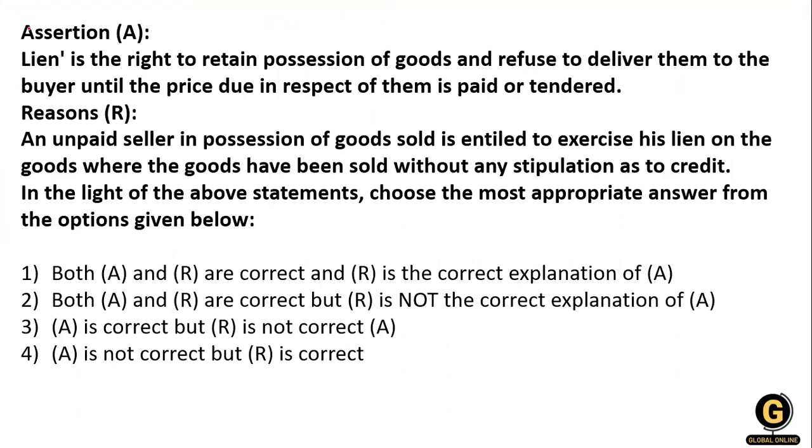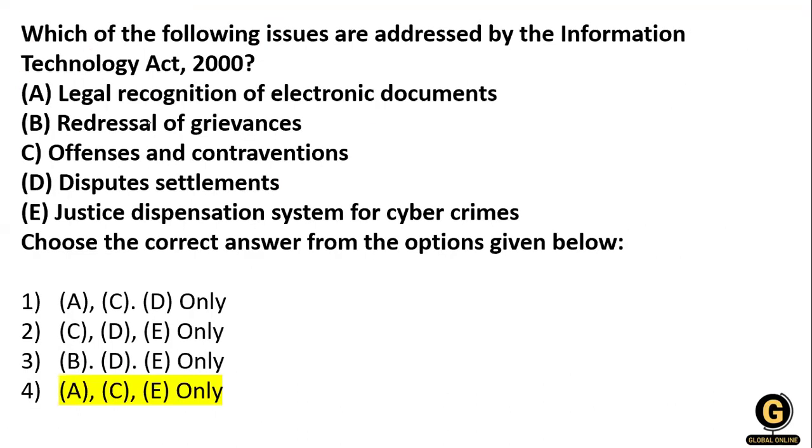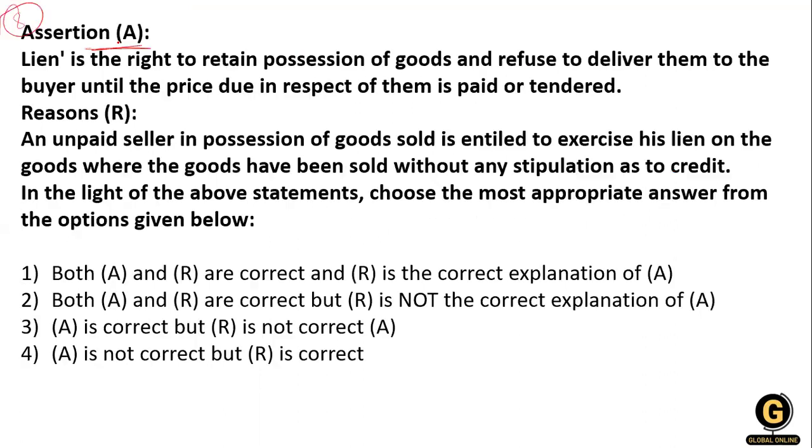Let's move toward the eighth question. Here, an assertion is given again and a reason is given. The assertion is: lien is a right to retain possession of goods. This question is from the Sale of Goods Act. So lien is a right to retain the possession of goods and refuse to deliver them to the buyer until the price due in respect of them is paid or tendered.